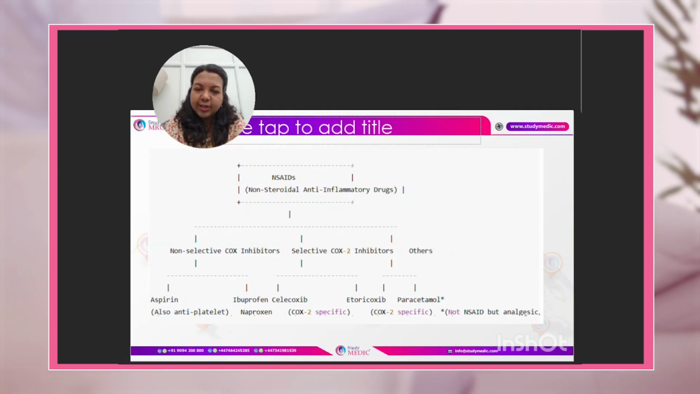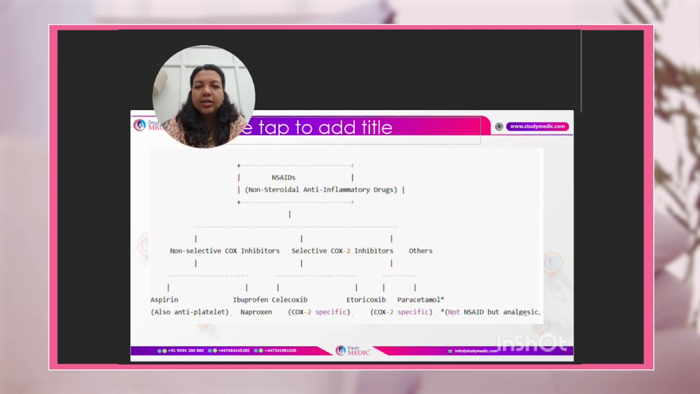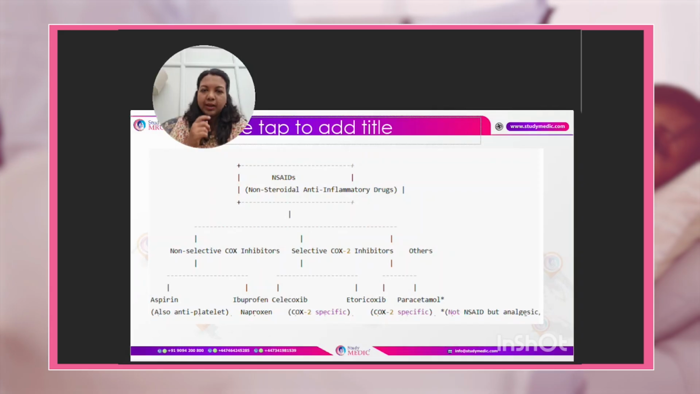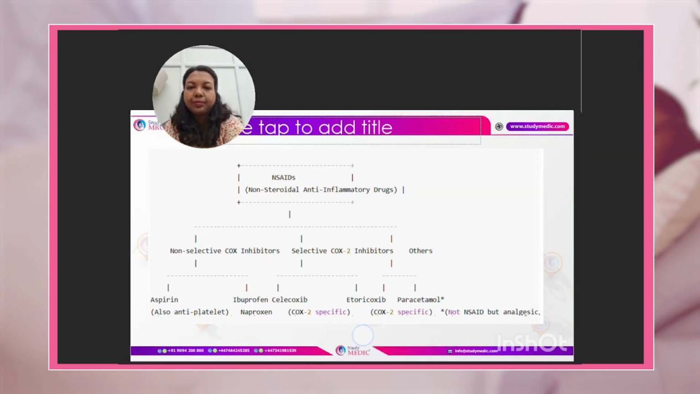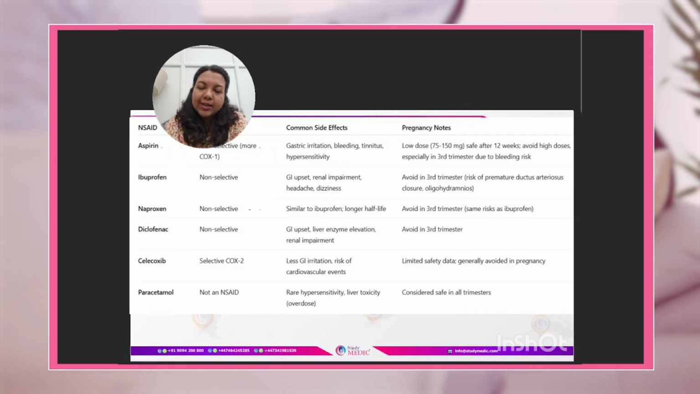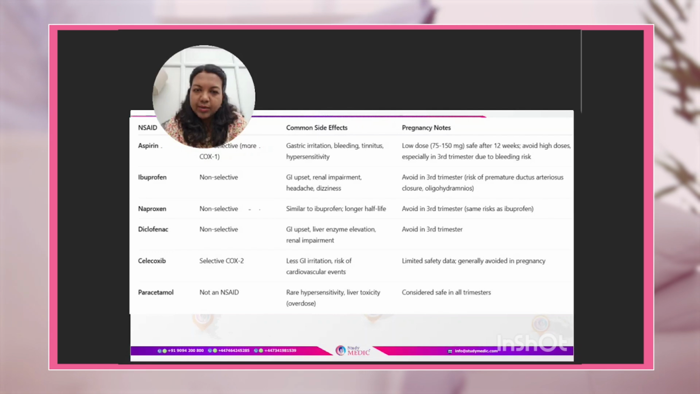Then the others, which are paracetamol, it has an analgesic action, an antipyretic action, and also anti-inflammatory action. It is not really an NSAID, but it has these effects. So the aspirin, it is a non-selective NSAID, but more selective for COX-1.